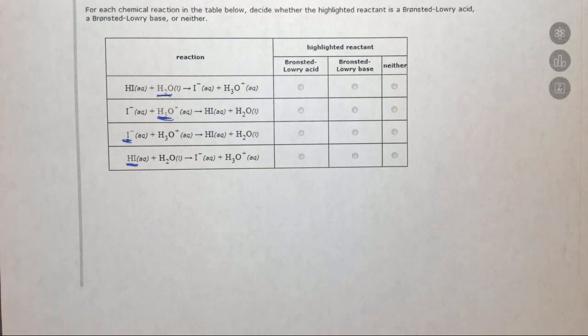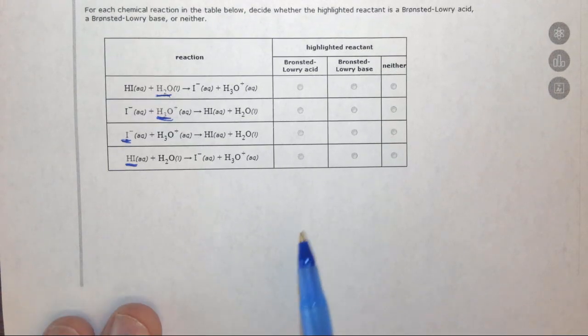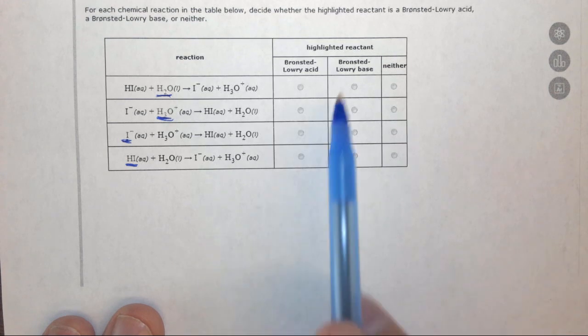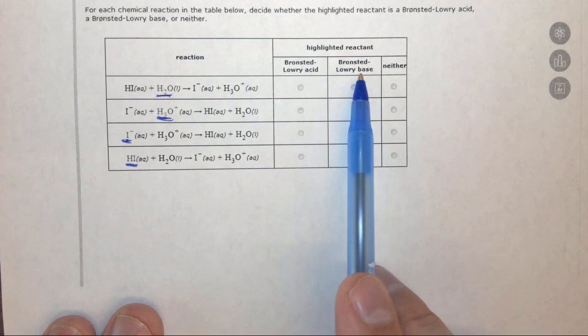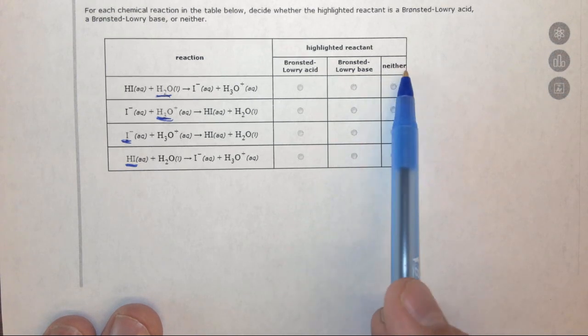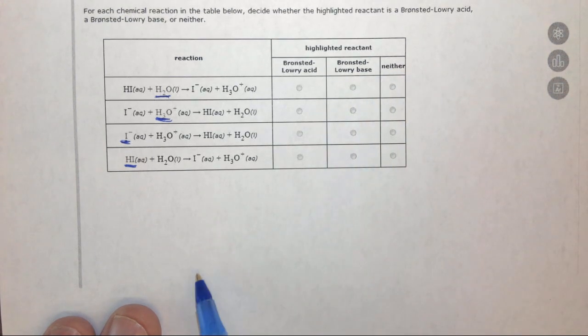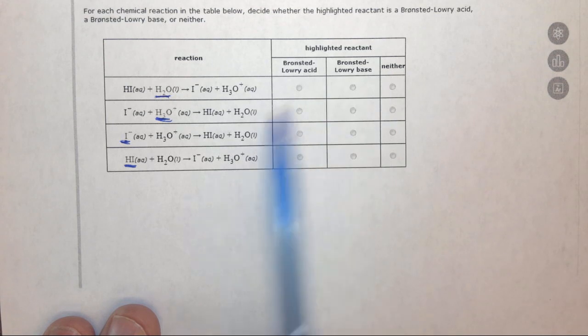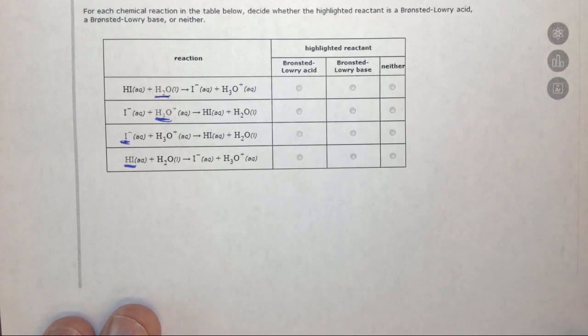In this question, we're asked to identify the red one as a Bronsted-Lowry acid or a Bronsted-Lowry base, or neither, although in the several examples I looked at, I didn't see anything like a salt dissolving in water, which was neither. That's not to say there aren't any, but everything I saw was an acid or a base.